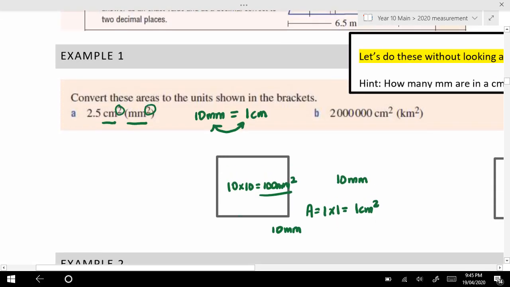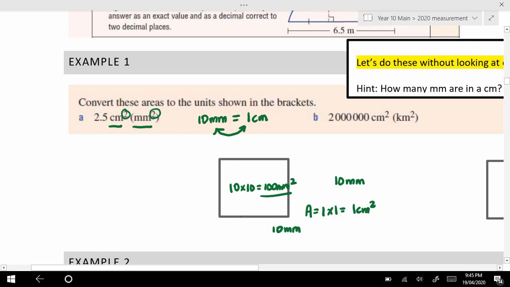But let's go ahead. Now that we know that there are 100 millimeters squared in 1 centimeter squared, what we can say is that 2.5 centimeters squared is equal to 2.5 times 100 millimeters squared. So 2.5 times 100 is 250, or we can just move the decimal place across 1, 2. Add a 0, and that's where your decimal place is. So 250 millimeters squared.